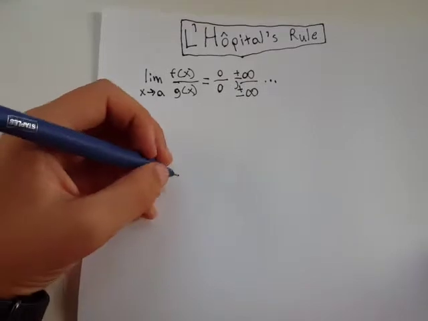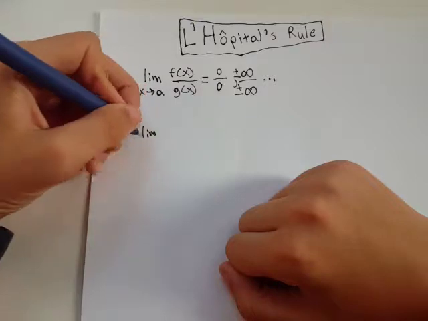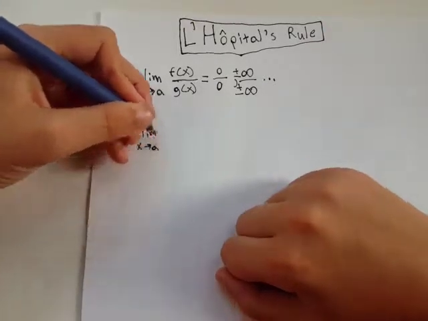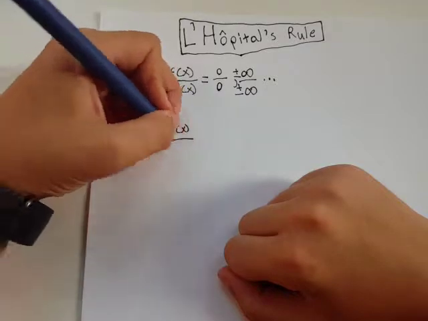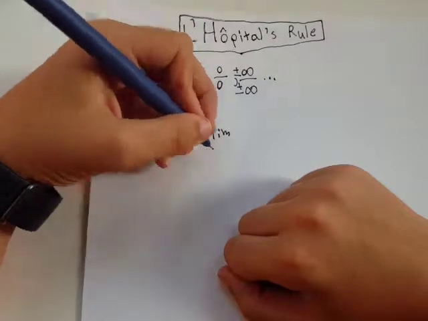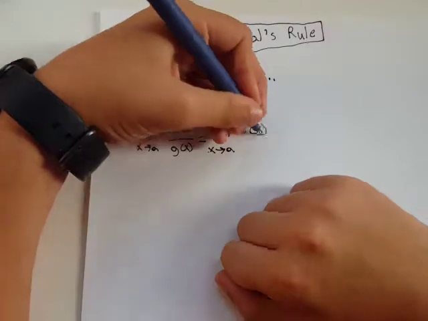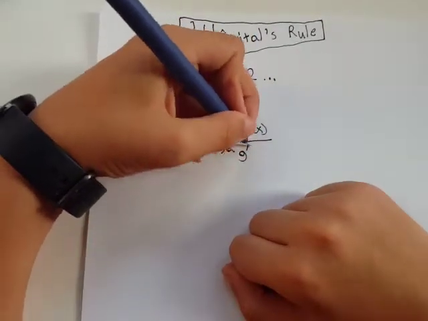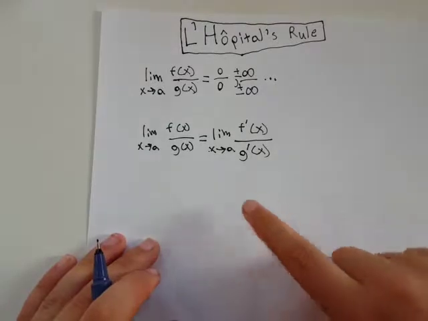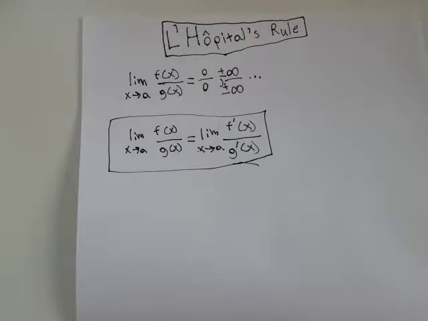So what does the rule say? It says that this limit, the limit as x approaches a of f of x over g of x, is equal to the limit as x approaches a of f prime of x divided by g prime of x. This is the rule. This is very useful, so now I'm going to do some examples so you see how useful it is.